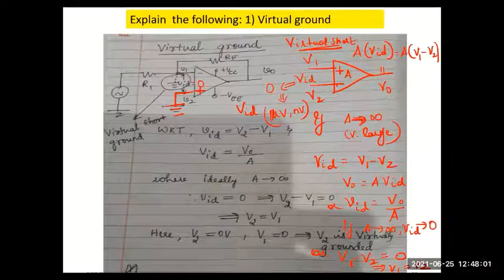Remember, the only thing you have to remember whenever you explain this concept of virtual ground is that because of the very large gain of the op-amp, it appears that the difference between the two input voltages given to the two input terminals is almost 0. So whenever the difference between the two input signals is 0, I can state that the voltage at one terminal will follow the voltage at the other terminal.